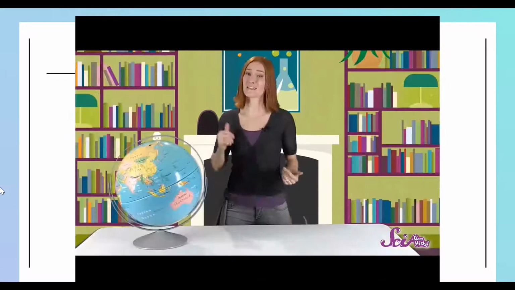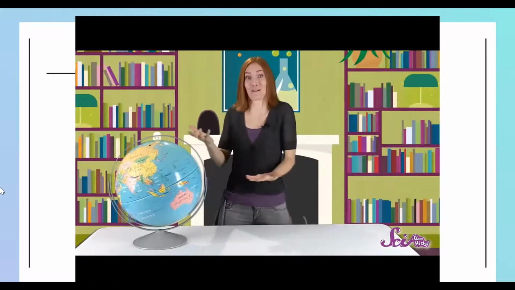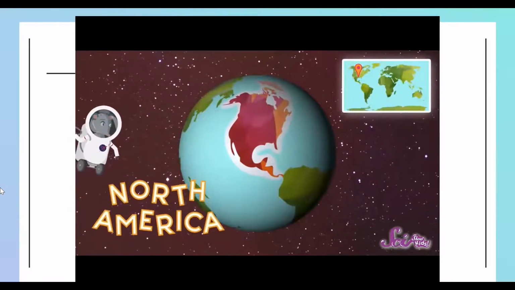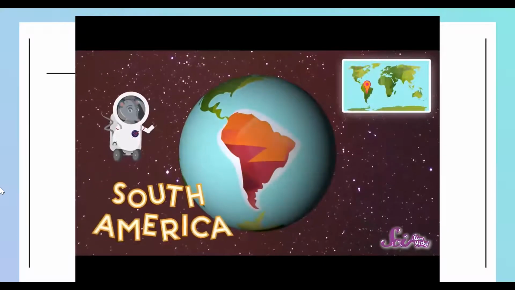All of the blue on the globe, that's where there's water. And all the other colored parts, that's land. As you can see, Earth is mostly covered in water, with large land masses here and there. In fact, there are 7 different land masses on the Earth, and these chunks of land are called continents. This piece here is called North America. It's one of the 7 continents. The one below it is another continent called South America.